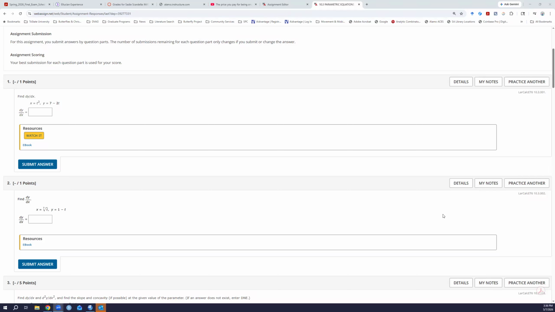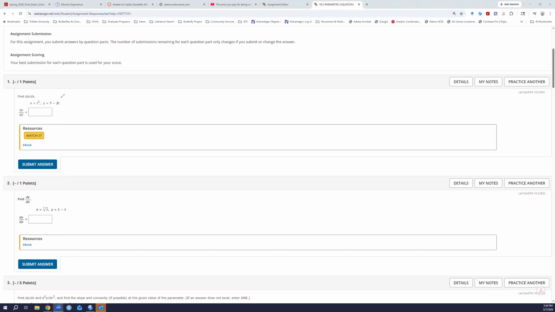Hey class, I wanted to pop in and, much like I did for section 10.2, I wanted to work on some of these problems from the homework in WebAssign for section 10.3, where we were learning about parametric equations and calculus. Okay, so let's do some select problems here just to give you a few supplemental problems, some examples that you can work through that might help you as you work on your own homework.